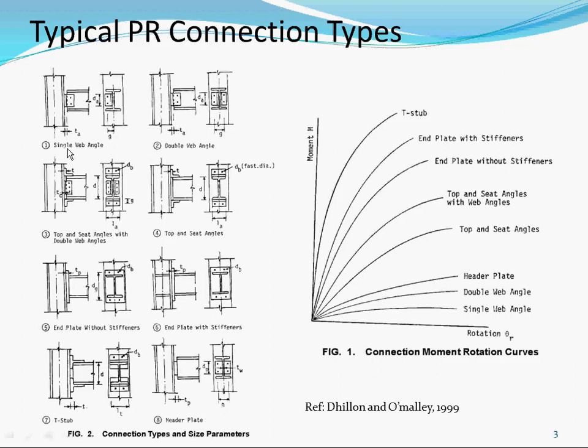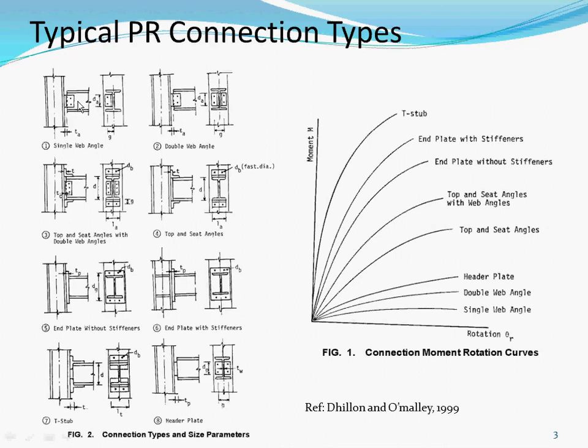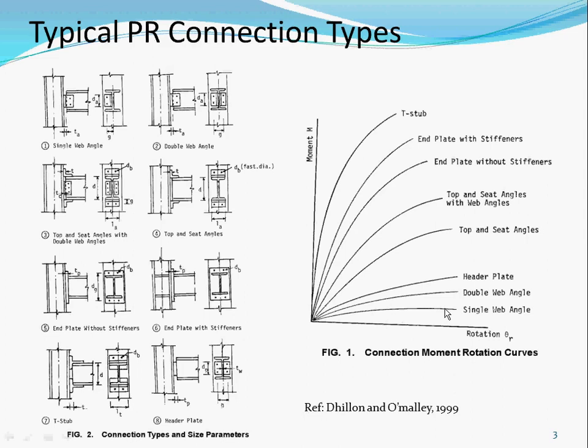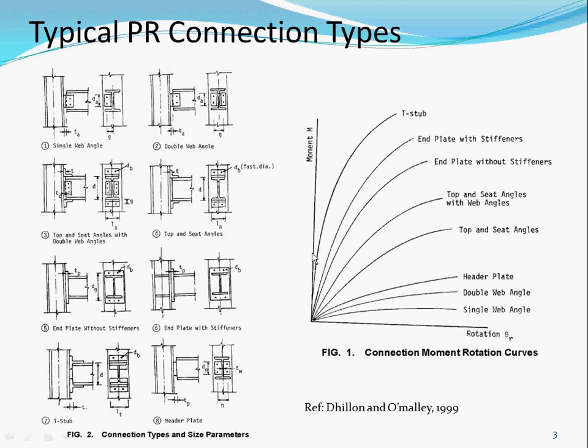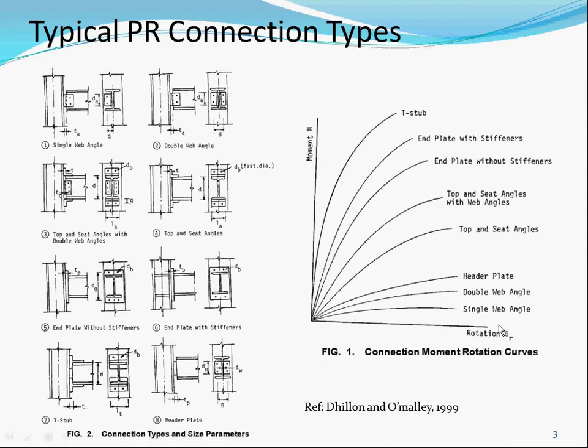Basically, a lot of these are single web angles, so you don't have any plates on the top and bottom. Then double web angles on either side, and even with a T on the top and bottom, it's still not stiff enough because the T bends very easily. If you look at the curve, here's where they rank: the single web, the double web, and then the top and bottom seat. The stiffer it goes, the more moment it will take with less rotation. Theoretically, if there's no rotation at all, it goes straight up the line. For the pin connection, there's no resistance, so it sits on this line. Theoretically that's what it is, but typically it's somewhere in between.